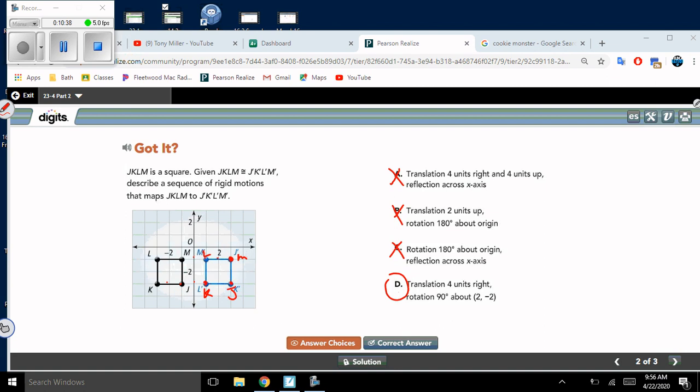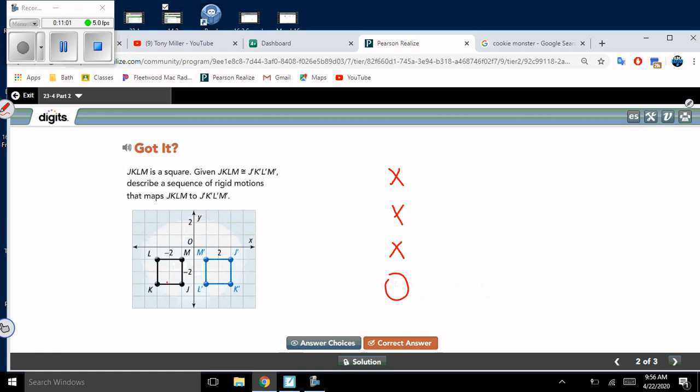And then I'm going to rotate it 90 degrees about -2, -2. Note that this is the center of the square. And so if I rotate that 90 degrees, then J goes to here, M goes to here, L goes to here, and K goes to here. So the final answer there should be letter D.